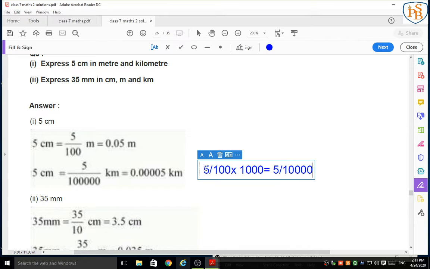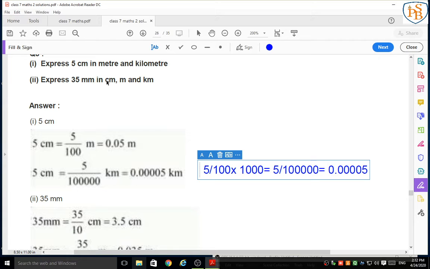So what will be the answer? How many zeros are there? That means there are 5 zeros. So after 5 digits I have to give a decimal point. I will write here 5, then 0, there is a 3rd place, 4th place, 5th place, then I will put the point. This will be my answer.